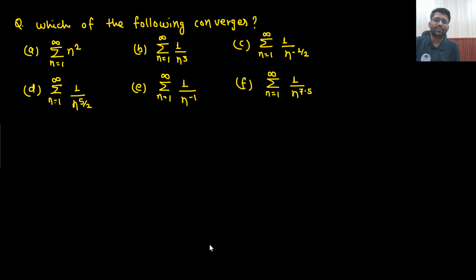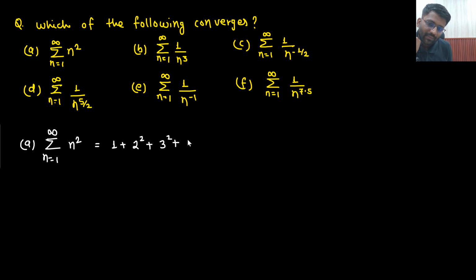Okay. Solve this question. Which of the following will converge? Option A is given as summation n going from 1 to infinity n square. Can I conclude from here? Although I can conclude. How? 1 plus 2 square plus 3 square plus 4 square plus 5 square and so on. I know that it will be infinity only. It will not converge.